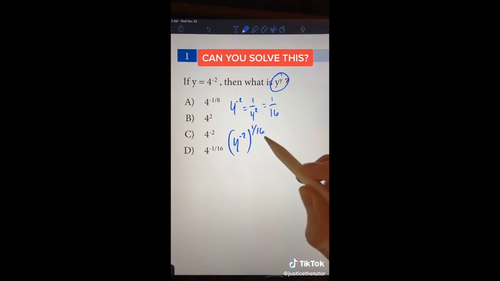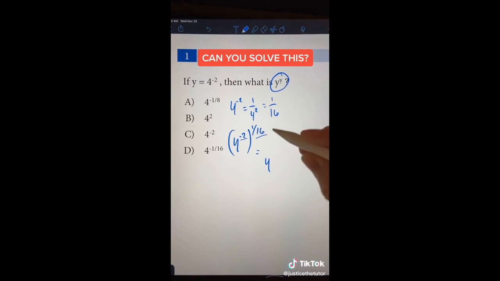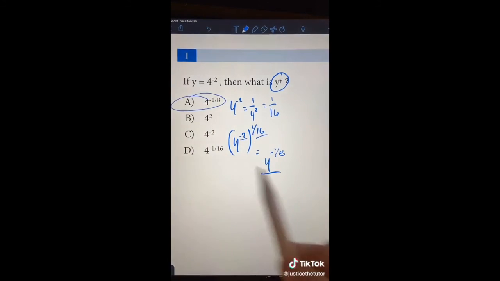And when we have exponents like this, all we have to do is multiply these two exponents together. So this is just equal to 4 to the minus 2 times 1 over 16, which is minus 1 over 8. So the answer is A.